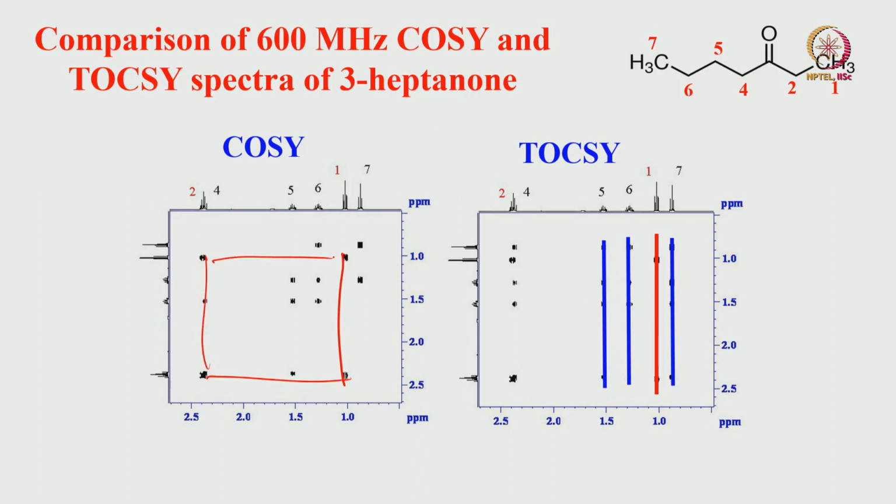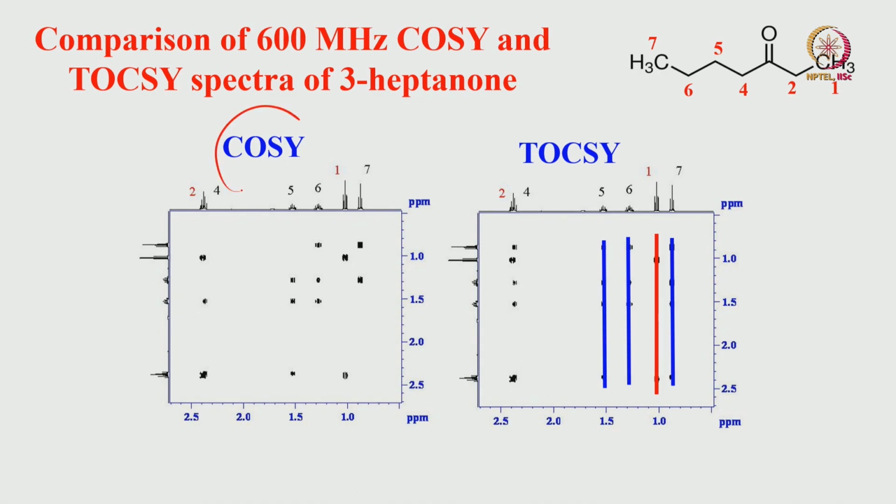For the other thing, what you have to do? There is another peak here. Start with this, go up, come again, go up, go up, go up. You have to go through a ladder. Here, there is no such phenomenon. Just one vertical line or one horizontal line identifies all the coupled spin system. This is the beauty of TOCSY. You see the difference? This is called a relay transfer.